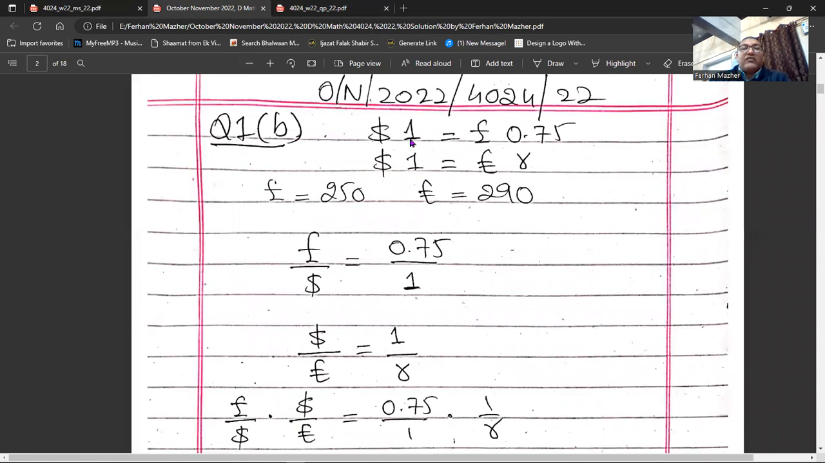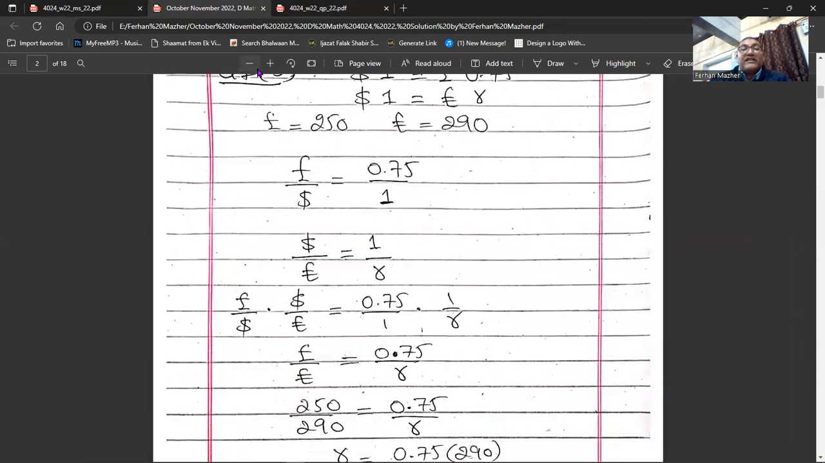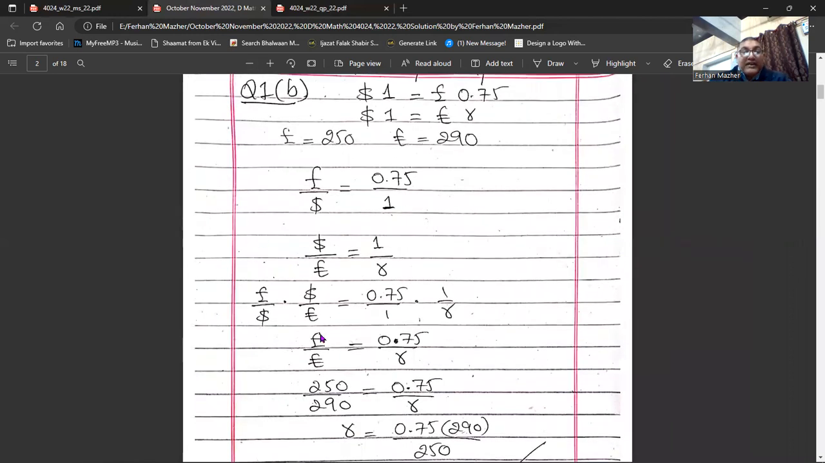So $1 is 0.75 pounds. So pound by dollar is 0.75 pounds, and you get $1. And dollar and euros: $1, and you get R euros. You multiply these two fractions with each other, and the dollar will be cancelled. You will have pound by euro. This is a good technique to get it.